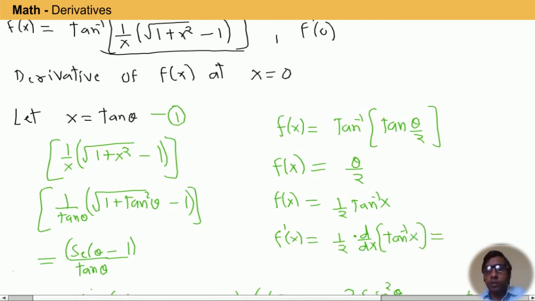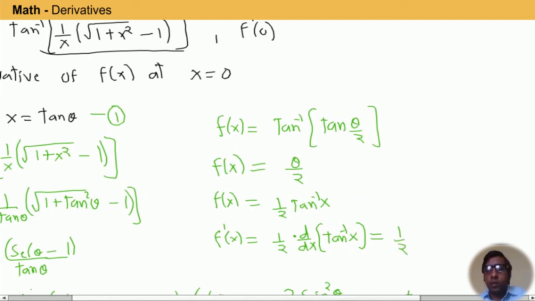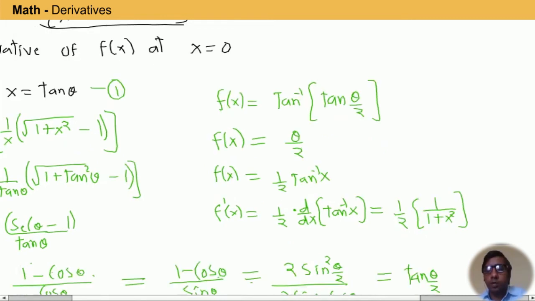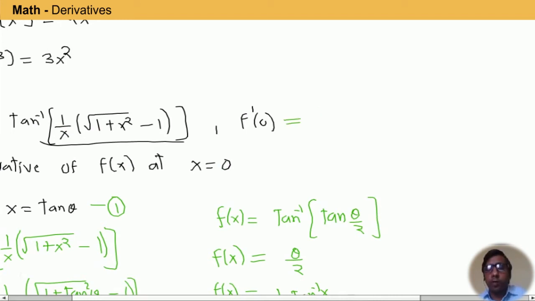So that's equal to 1 by 2 and 1 over 1 plus x square. Now at x equal to 0, this would be equal to 1 by 2, 1 over 1 plus 0 square, which is equal to 1 by 2. Hence, this is the final answer. Therefore, the value of f dash 0 is 1 by 2, or the derivative of f(x) at x equal to 0 is 1 by 2.